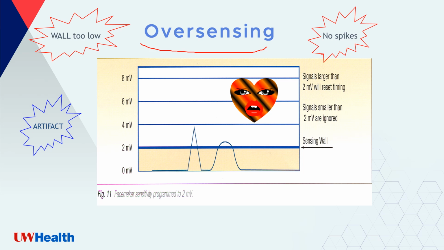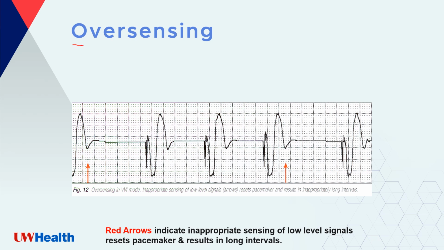So what happens is, unfortunately, we don't get enough pacer spikes. So here's an example of that oversensing here. We probably should have had a little bit of help here, a little bit of help here, but because it was oversensitive and that wall was set too low, it considered some of this artifact as actual beats.